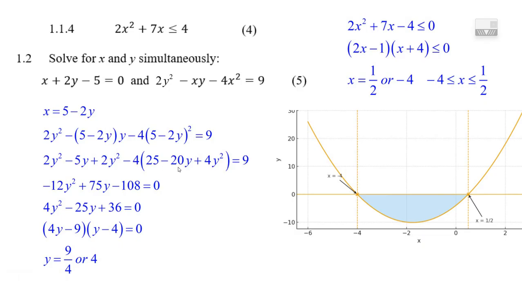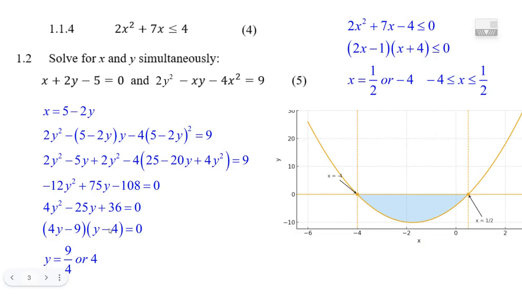We've got minus 80, minus 20. That's plus 80 minus 5. That's 75y. And then we've got minus 4 times 25. That's minus 100. We minus another 9. We get minus 108. We can divide everything by negative 3, and you get it down to 4y squared minus 25y plus 36. And then you just factor it.